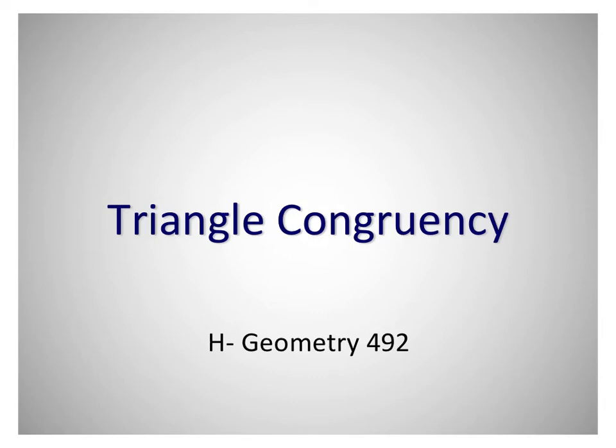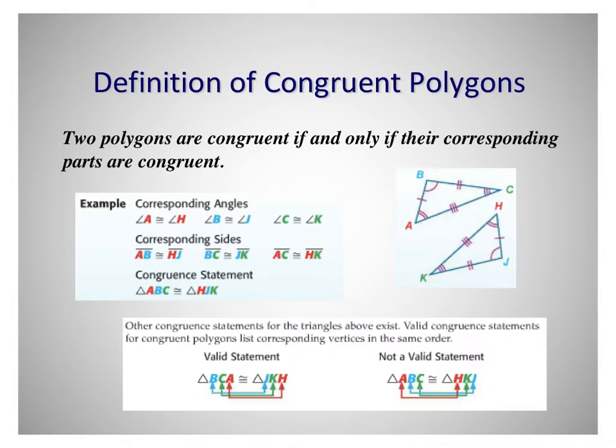Hey everybody, welcome to section 3.2 on triangle congruency. So first let's talk about the definition of congruent polygons. Two polygons are going to be congruent if and only if their corresponding parts are congruent. So all their angles have to be congruent and all of their sides have to be congruent.